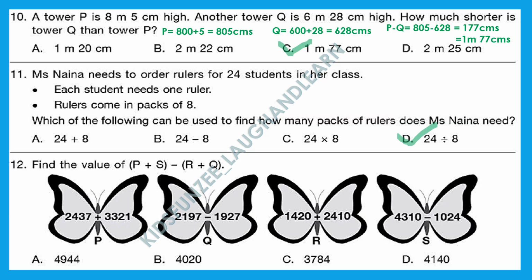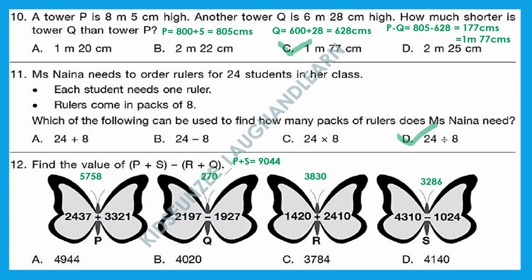Question 12. Find the value of P plus S minus R plus Q. But before that, what do we have to do? We have to find the values of P, Q, R and S, which is a simple calculation. Let's find P. P will give you 5758. Q will give you 270. R will give you 3830. And S will give you 3286. Now we have found all the values. Let's do the equation. P plus S. What will it give?